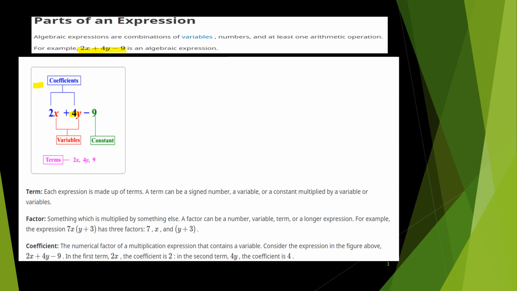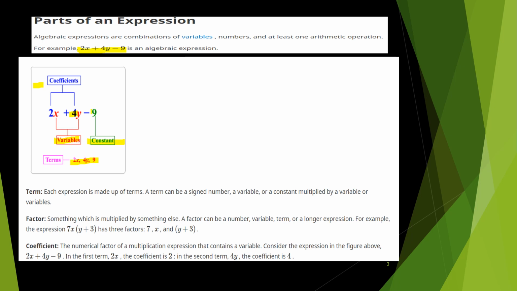So x and y, you know that these are variables, and 9 is all alone, it does not have any variable, so it will be treated as a constant, that is in green color. And the terms are 2x, 4y and 9. So these three terms collectively made an algebraic expression, in which we have different variables, coefficients and constants. Now we will define these terms one by one.